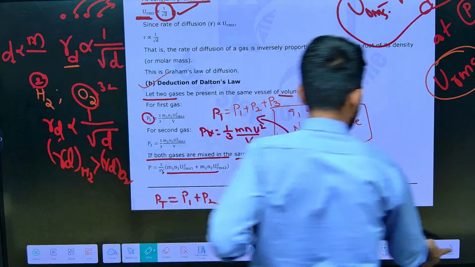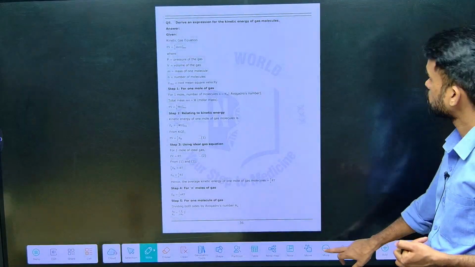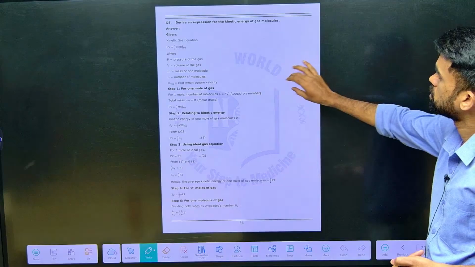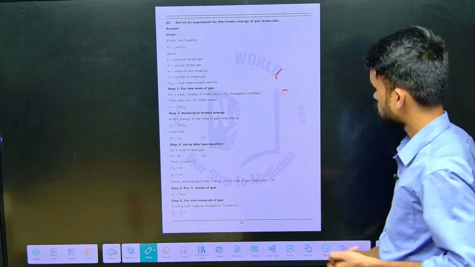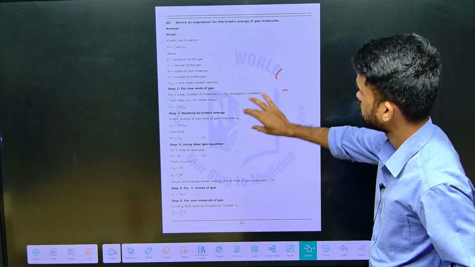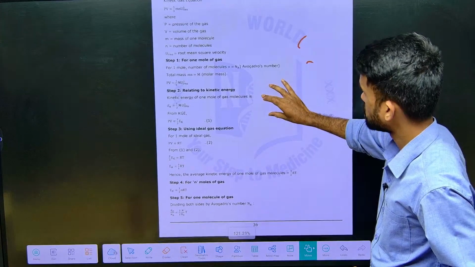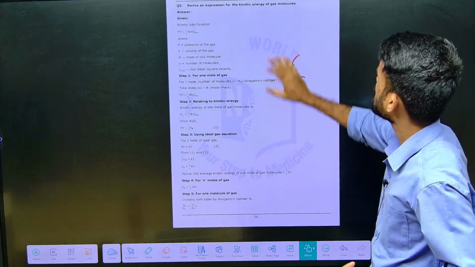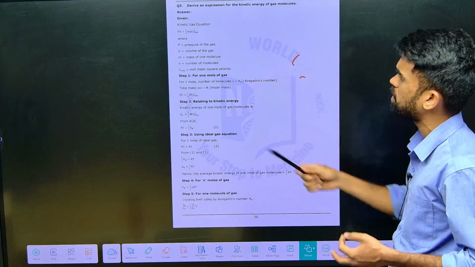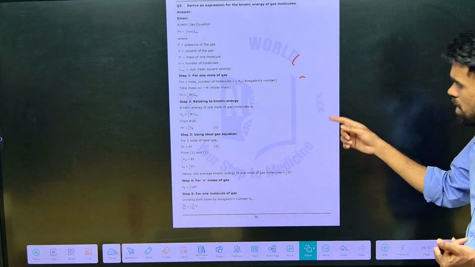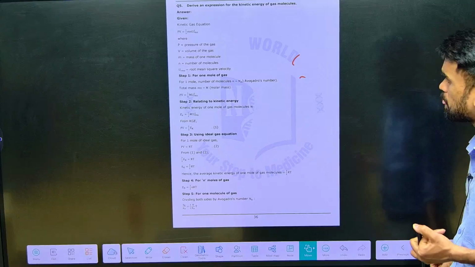Okay, let's move forward. This kinetic gas equation we have already studied, PV equals one third mnu square. You just go through this one also once again.